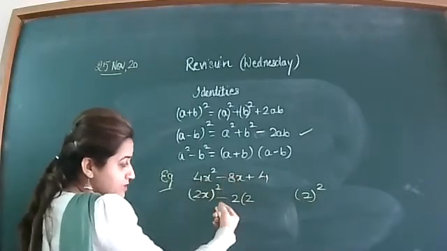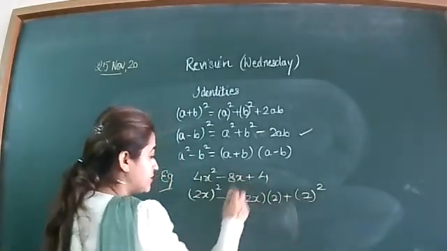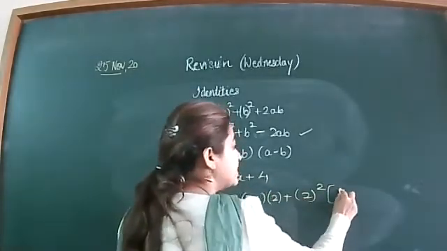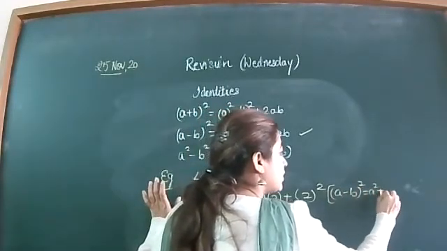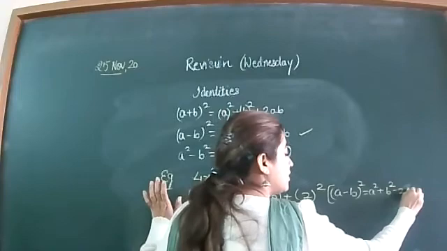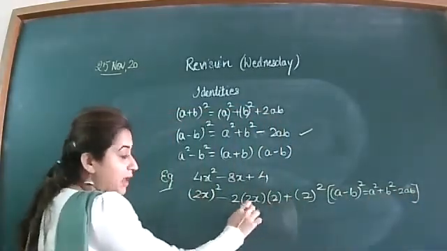You don't take it from here, beta, you have to take a and b from this. This is your a, this is your b, and the sign will be the same. Now you will write the formula here in the bracket. A minus b whole square is equal to a square plus b square minus 2ab. This is your a square, this is your b square, minus 2ab.